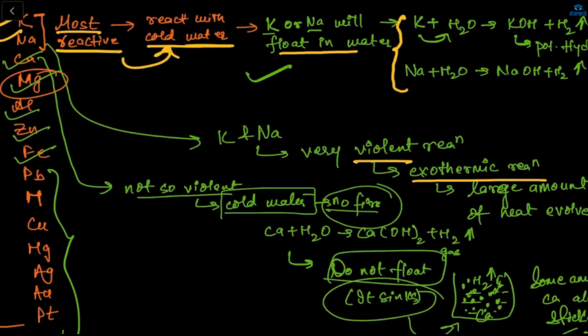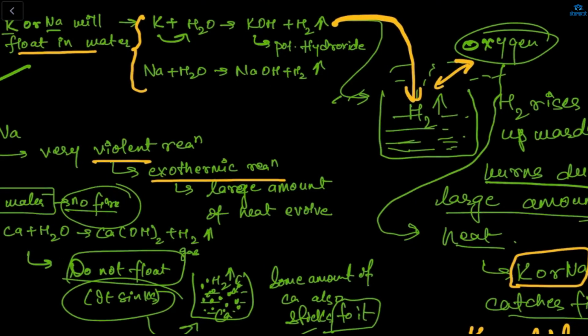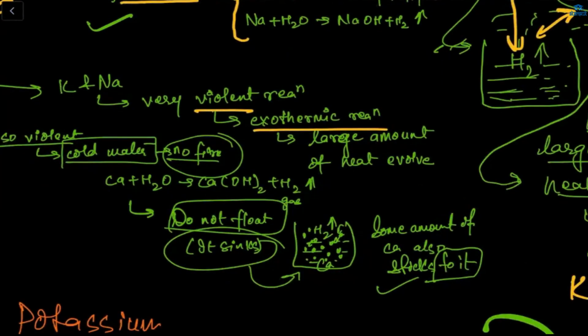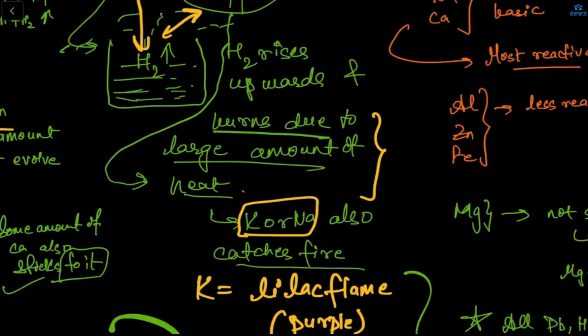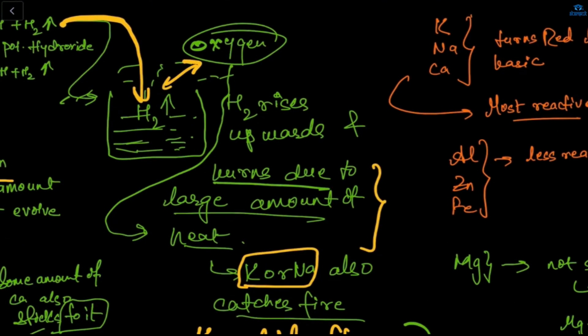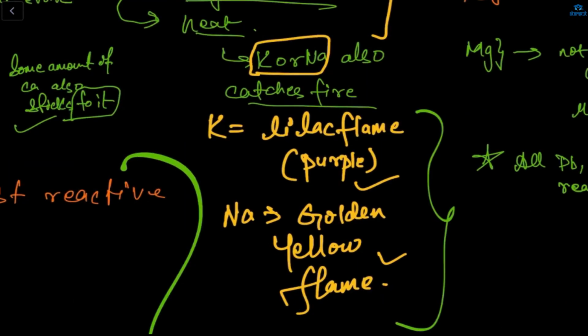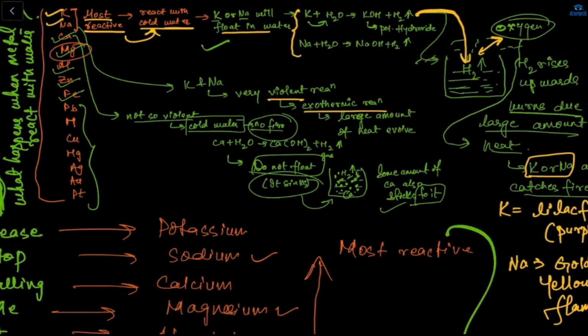Okay, most reactive, they react with cold water. If they react with cold water, they will float. This is their chemical reaction. And they are very violent, so these are known as what? Exothermic reactions. And what is exothermic? Exothermic means where a large amount of heat is produced. So here if H2 moves upward, then oxygen is there, and if H2 combines with oxygen, a large amount of heat will develop. Then some potassium and sodium also catch fire, and they turn into different colors of flame. Okay, now understood? Yes, ma'am.